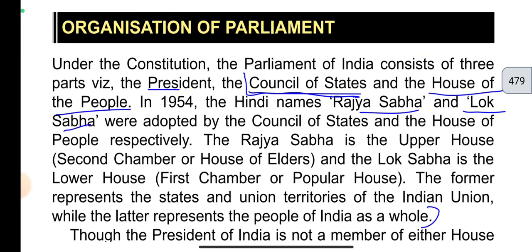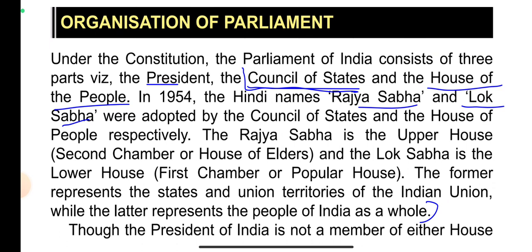Next, organization of Parliament. Under the Constitution, the Parliament of India consists of three parts: the President, the Council of States, and the House of the People. In 1954, the Hindi names Rajya Sabha and Lok Sabha were adopted for the Council of States and the House of People respectively. The Rajya Sabha is the upper house, second chamber or House of Elders, and the Lok Sabha is the lower house, first chamber or popular house.